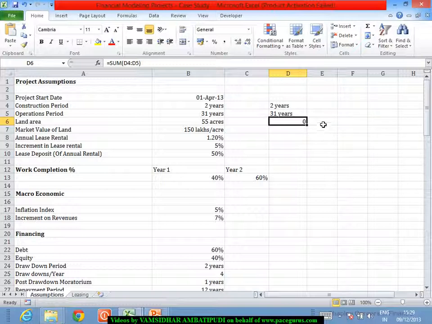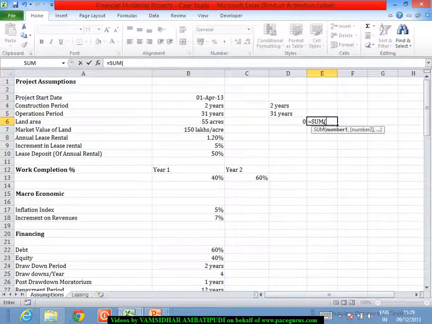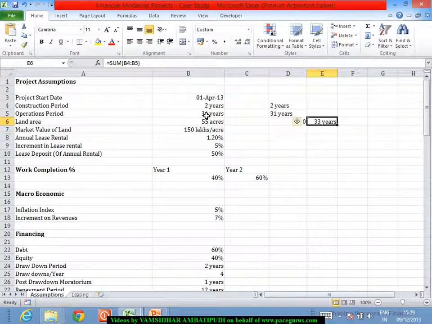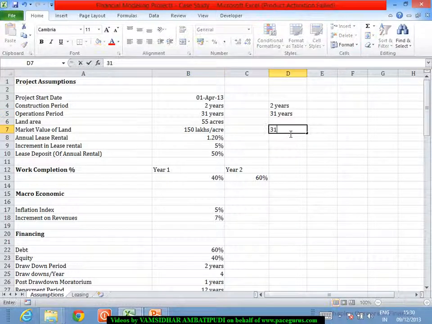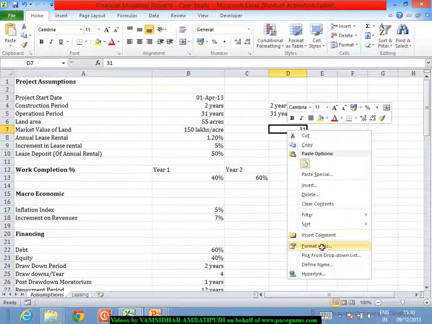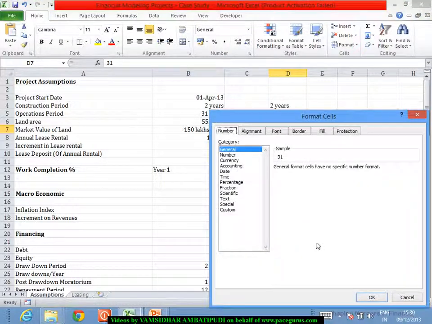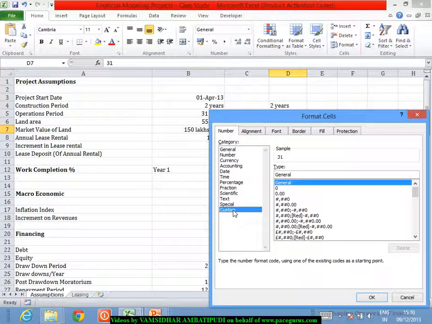Whereas when I do the summation of these two, it's actually showing 33. Why is it so? The difference is the way you have written these things. Here I have not written 31 years at all. I have only written 31 and gone into the format of this particular cell. Whatever is the text that needs to be replaced, I get into the custom formats and I create my own format.